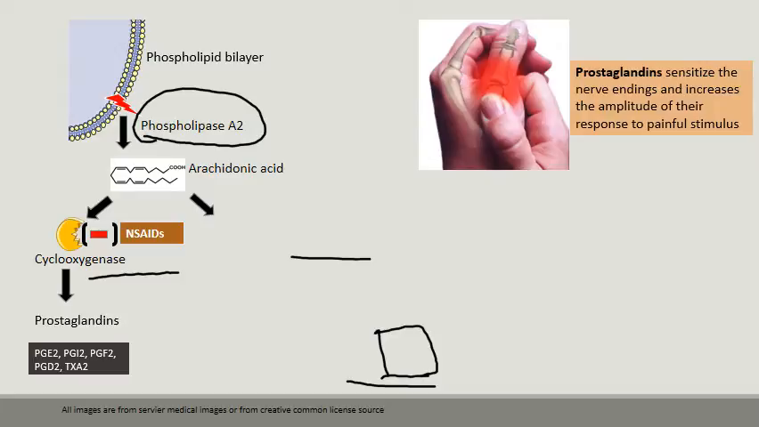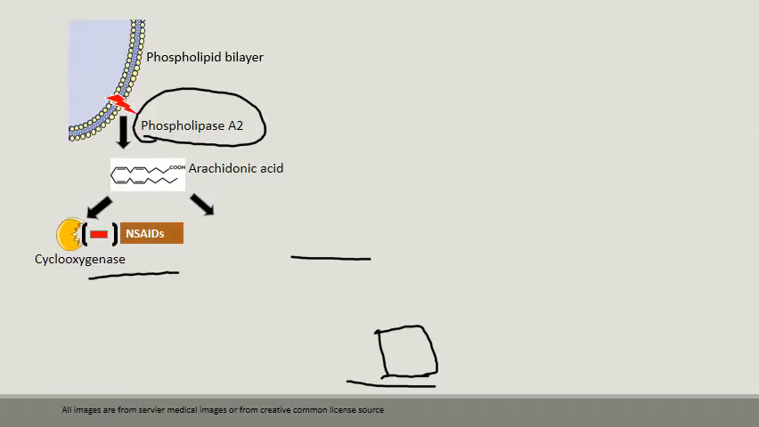There is a group of drugs called NSAIDs. These NSAIDs, or non-steroidal anti-inflammatory drugs, block the cyclooxygenase enzyme and thereby suppress the production of prostaglandins. And also, because of that, the pain, fever, and inflammation.